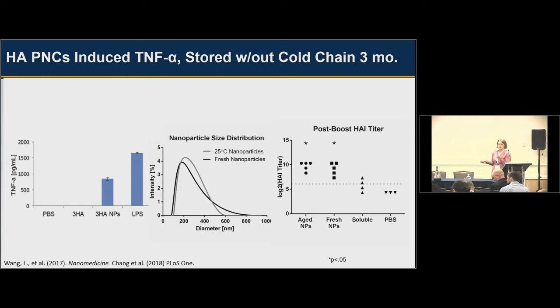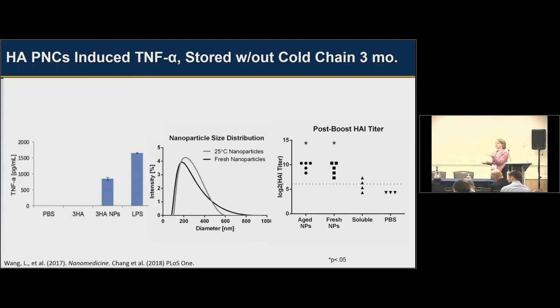And what I'm showing in the middle here is that if we store our particles at room temperature in saline on the bench for 3 months, we see basically no difference in the size distribution. And most importantly, when we look at the hemagglutinin inhibition titers of these animals, the 3 months aged nanoparticles on the benchtop perform just as well as the fresh nanoparticles, all being better than soluble or PBS.